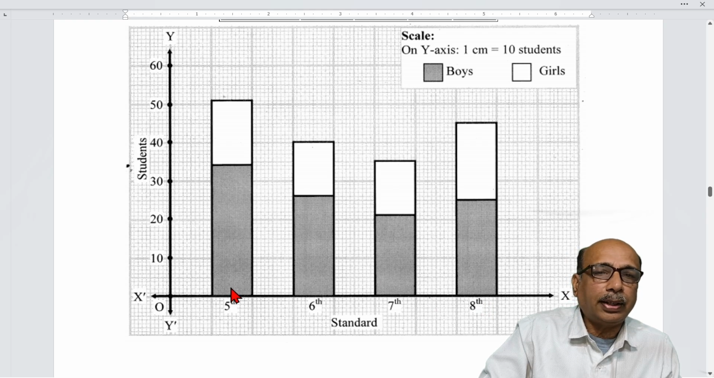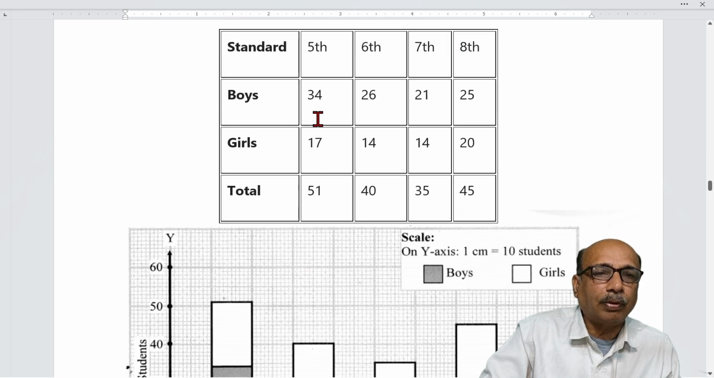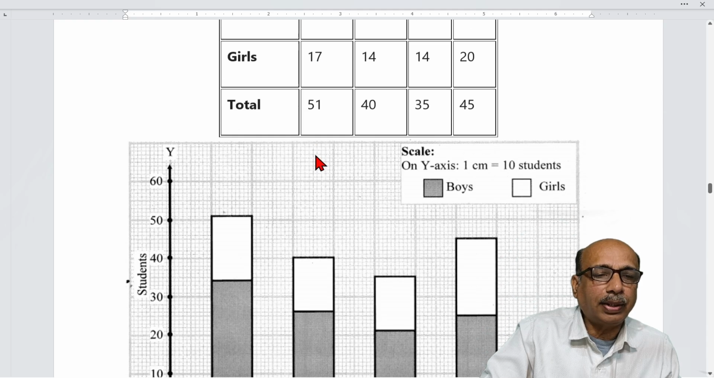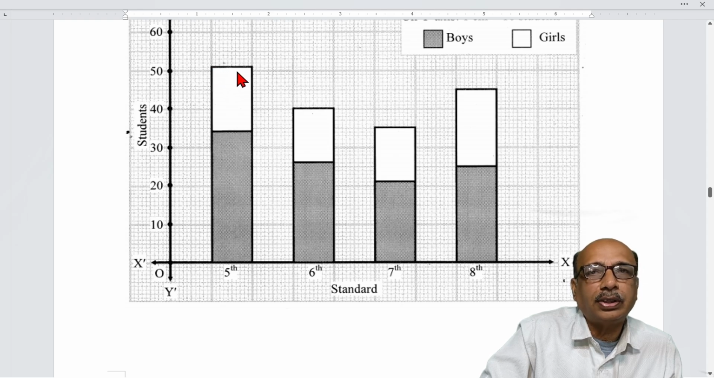Now whatever data is given, for boys it is dark. So boys of 5th class is 34 and girls is 17. So here 30 to 40 in 1 centimeter, 10 units are there. 31, 32, 33 up to 39. So here 34 will come on the 4th. And then 17. 34 plus 17 is 51. So 50 plus 1. So here you see 51.